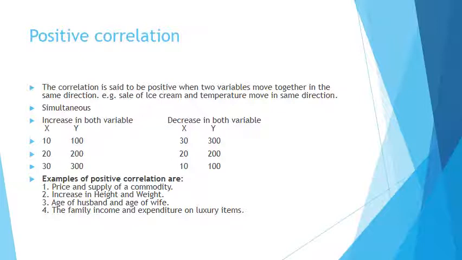In real life, we find many variables behaving like positive correlation. For example, price and supply of a commodity, increase in height and weight, age of husband and age of wife, family income and expenditure on luxury items. As the income of family increases, its expenditure on luxury items also increases.